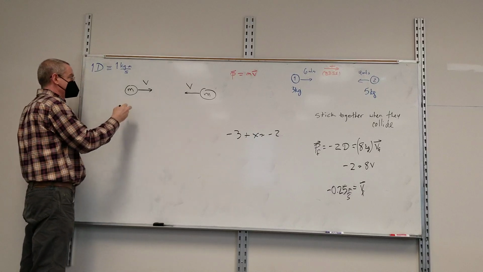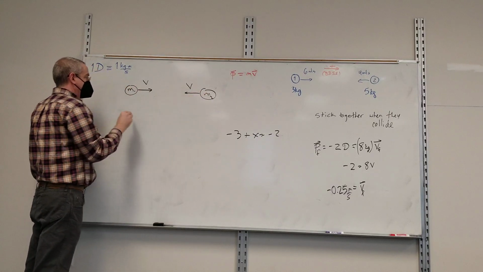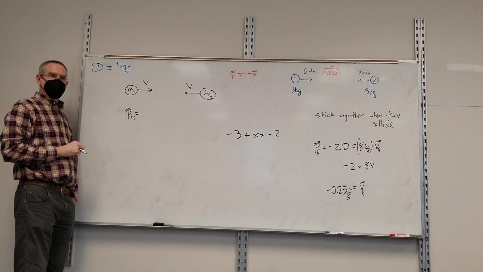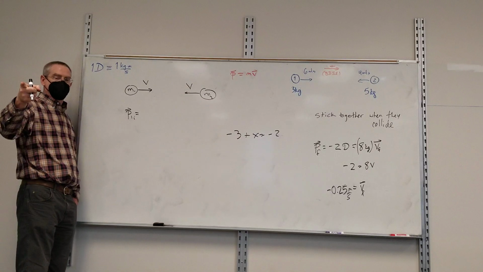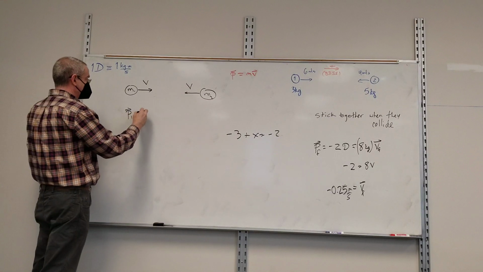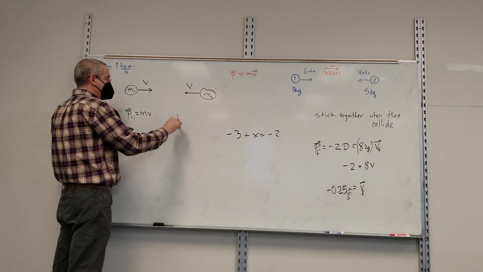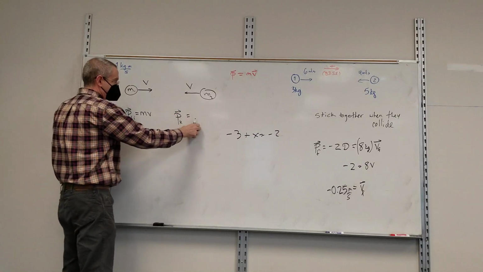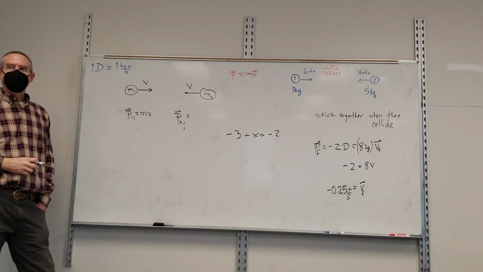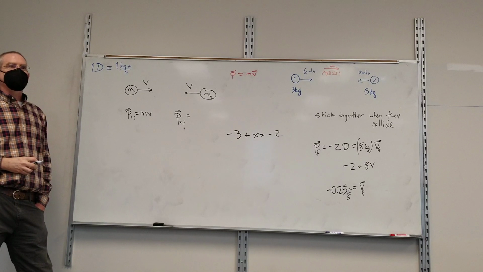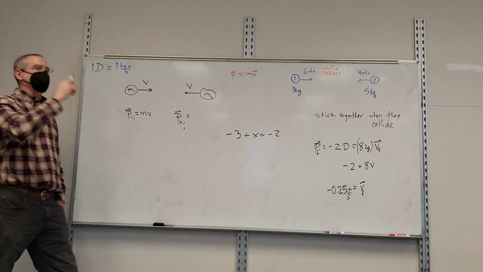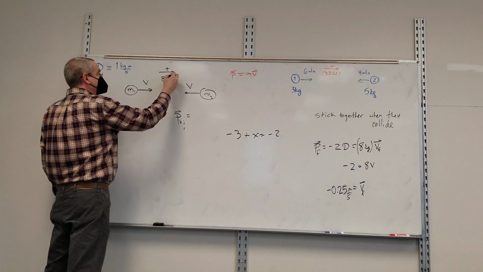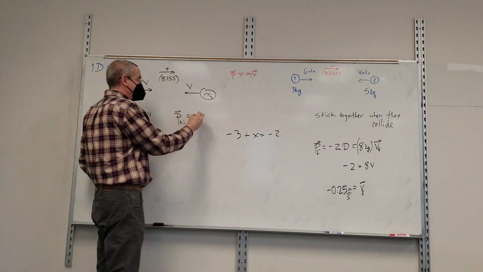All right, so we'll call this mass 1 and mass 2. So the momentum of 1 initially would be, now Isabella, M times V. Yeah, mv. The momentum of the second mass before the collision, its initial, would be negative. Yes, this way is positive because Isabella said so. So this would be negative mv.